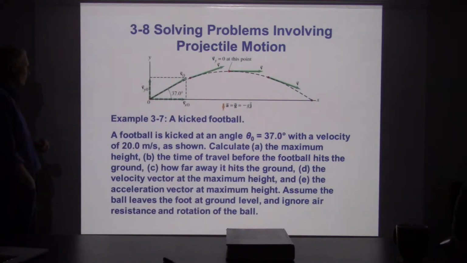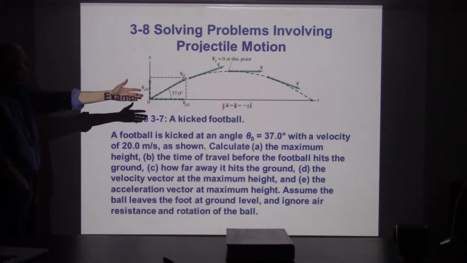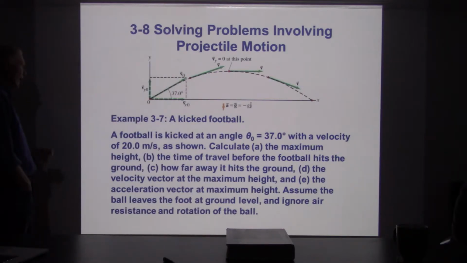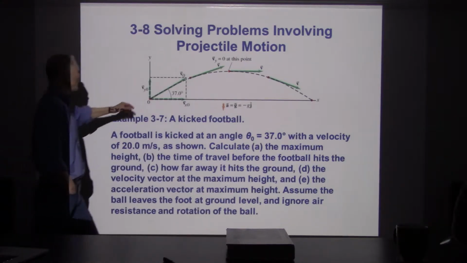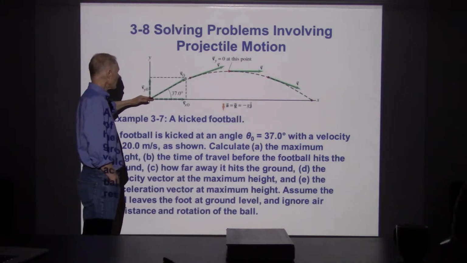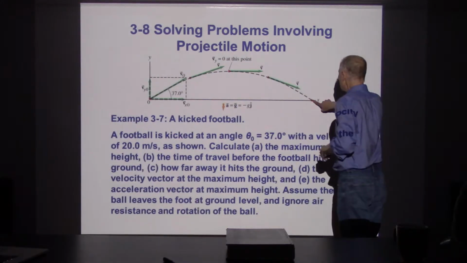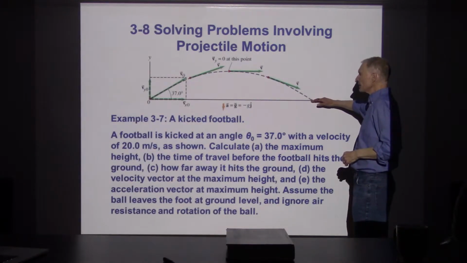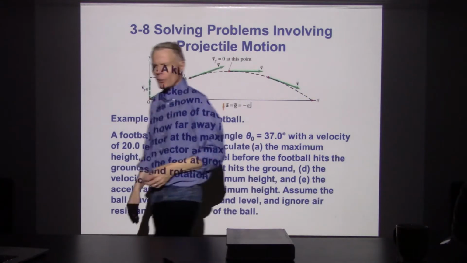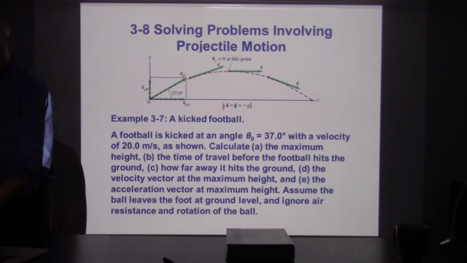The time of travel for the whole trajectory, so how much time is it in the air, what's the hang time on this, and how far downrange is it going to land, the velocity vector at the maximum height, and acceleration vector at maximum. Assume the ball leaves the foot. Okay, so the ball is leaving the ground right at the ground level, so it's kickoff, and it's going to land on the ground, so that's good. We're starting and ending at the same elevations. Any simplification at this point that we can come up with is going to help.